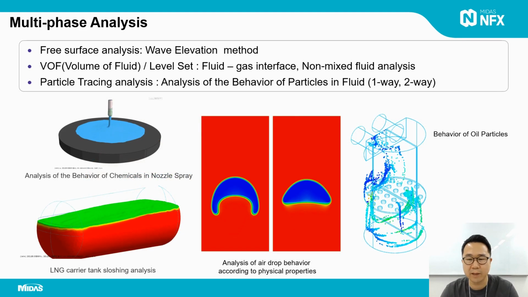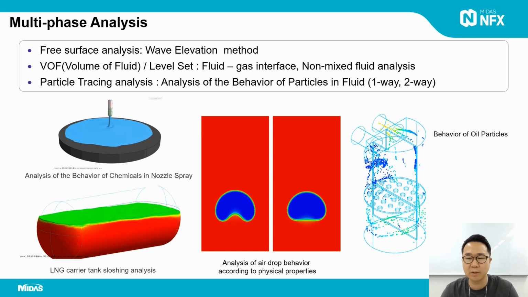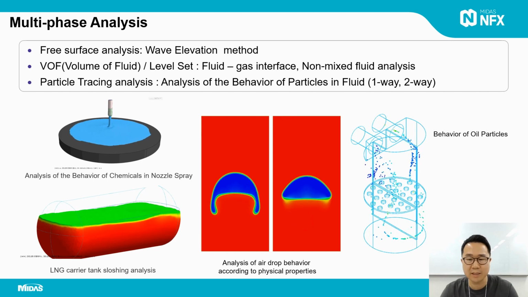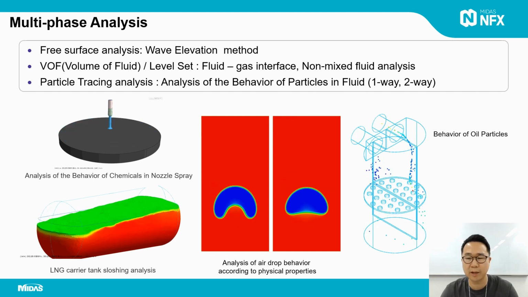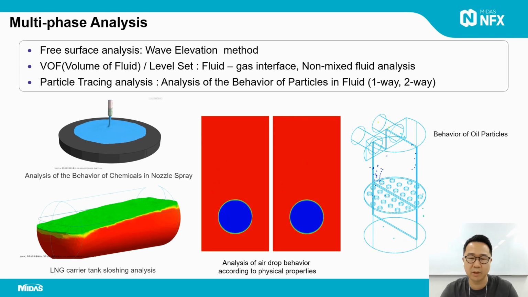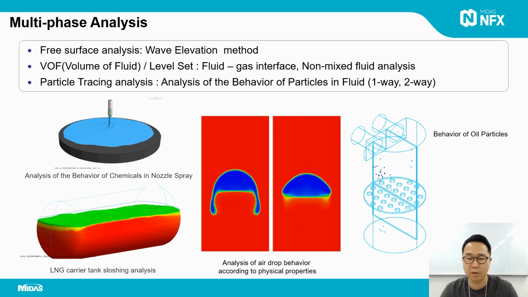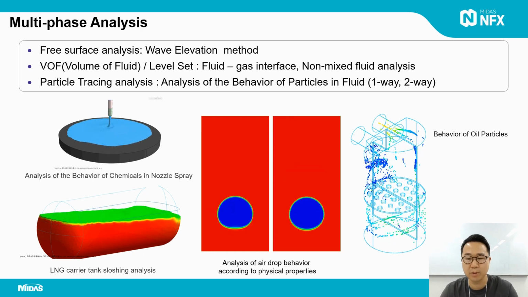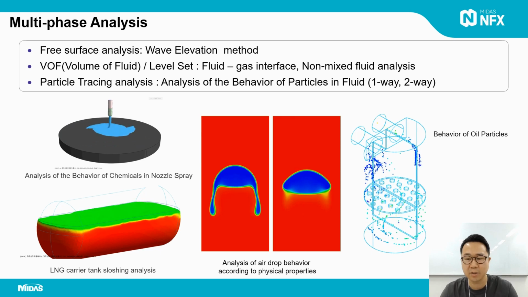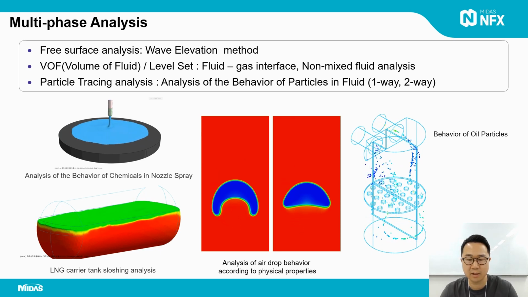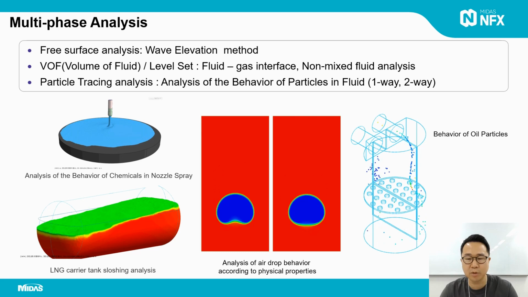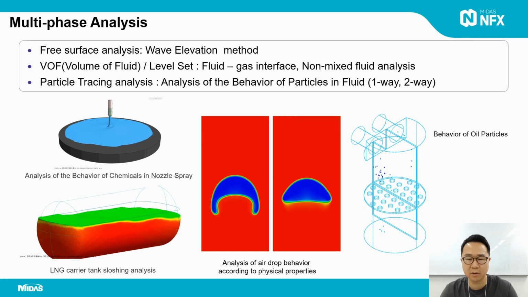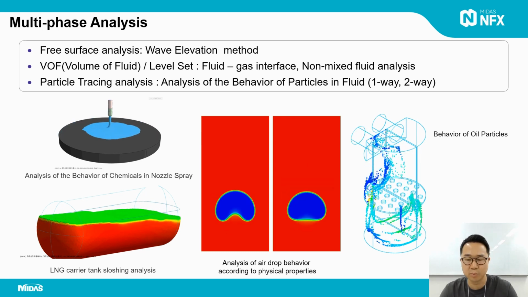NFX safety provides analysis that takes into account different phases, such as fluids and gases. For analyzing these scenarios, it offers techniques like free surface analysis and VOF. With free surface analysis, you can observe the behavior of chemical substance when sprayed onto a vapor surface using a nozzle spray, as shown in the top left analysis case. Additionally, it can be used to analyze the sloshing phenomenon of LNG gas inside an LNG carrier tank during movement.